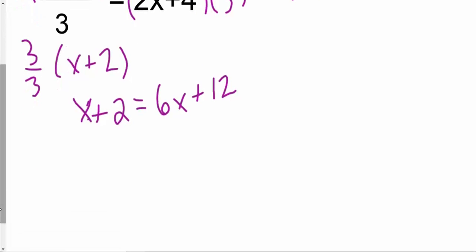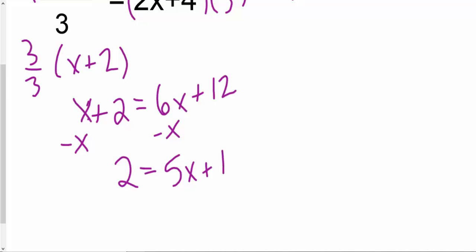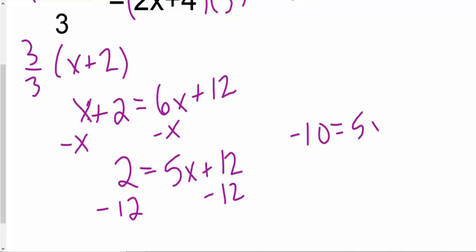At that point, we're just really able to solve for x like we normally would. We're going to subtract x from both sides to get 2 equals 5x plus 12. And then subtract 12 from both sides because subtraction is the opposite of adding. And we get negative 10 equals 5x. Thus, x equals negative 2. We divide both sides by 5.